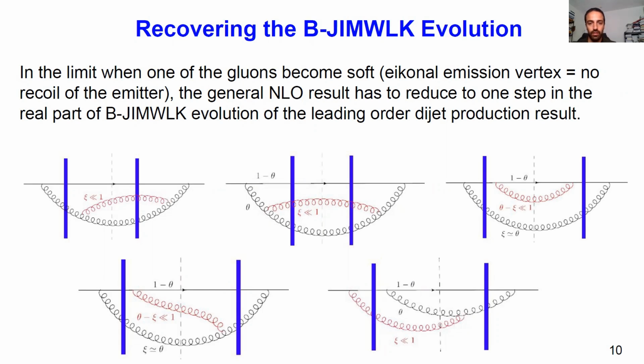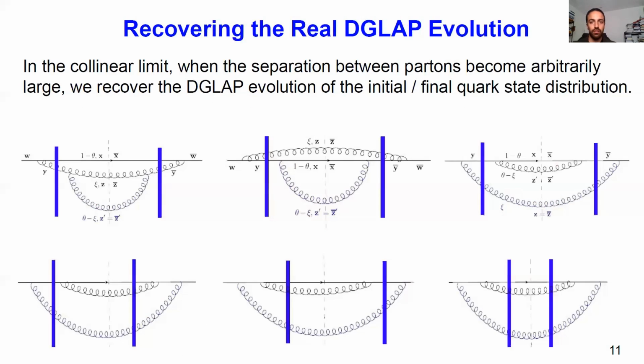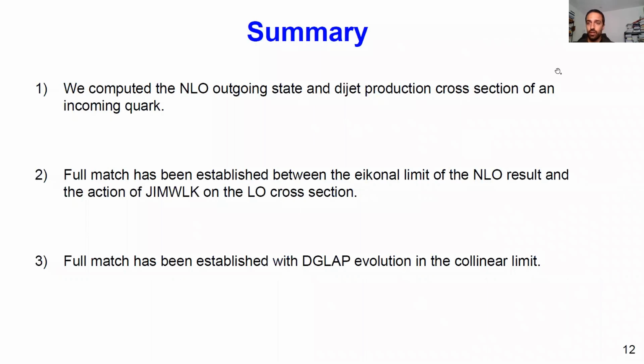Another check that we did for the results is the case of the collinear limit. So in this limit, the separation between partons becomes arbitrarily small. And we managed to show that for this case, we indeed recover the DGLAP evolution of the initial or final quark state distribution. Here is a quick summary of my points, and thank you very much for your attention.